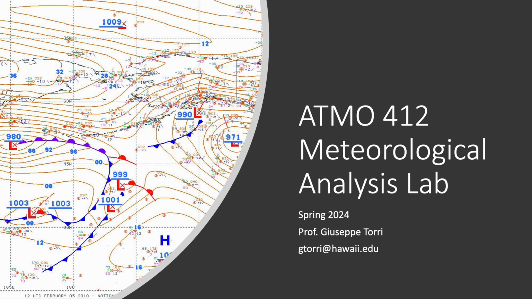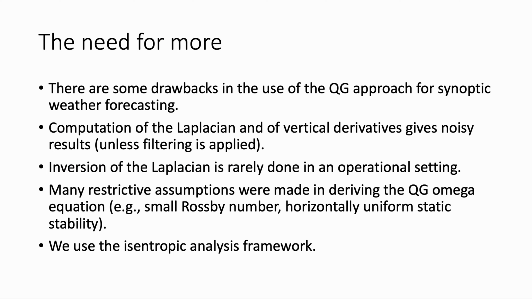Today, we're going to introduce another important tool that is isentropic analysis. And this is something that could be useful in many cases, for example, in which QG approximation doesn't really hold, or cases that are a bit more complicated. QG approximation is great, don't get me wrong. It's a wonderful approach to do weather forecasting, but there are some drawbacks to this approach.